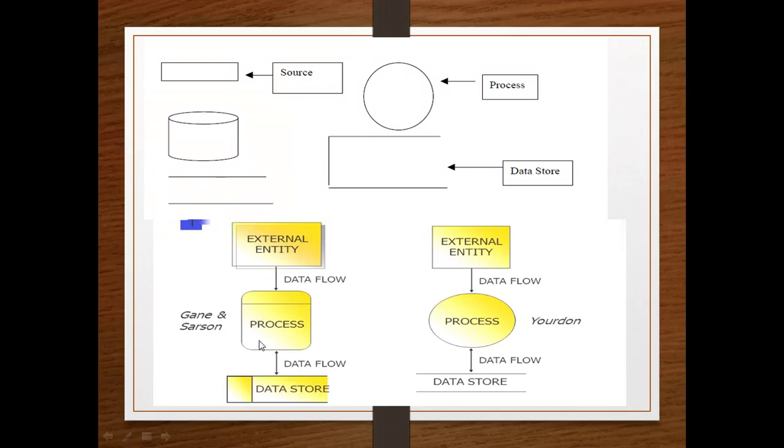Now Gane and Sarson and Yourdon, there are different types of symbols used. This is called an external entity. Okay, here again an external entity, and if you see the process is a rectangle with curved edges. Okay, so these are the curved edges. By Yourdon, it is a simple oval. Data flow, this is a data store with an open end and two compartments, and here it is a data store completely with two parallel lines. Okay, so you can use any of these symbols.